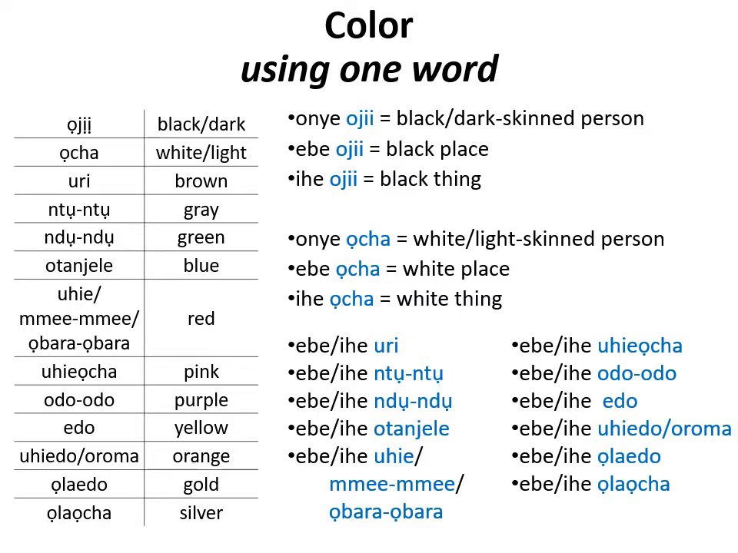For these colors, I think an item like ihe applies in a better way, but you can also have a place, let's say, like a building or a restaurant that's pink. So you could say ebe uhie ocha, but usually you'll probably use these colors with something, so ihe rather than ebe. But here are the examples if you want them. So this is color using just a single word, the name of the color after the noun that you're describing.